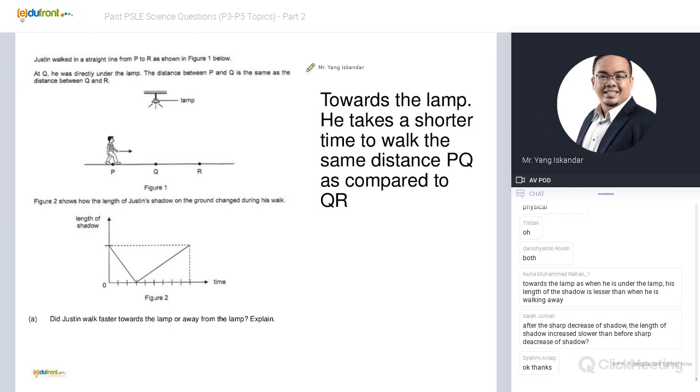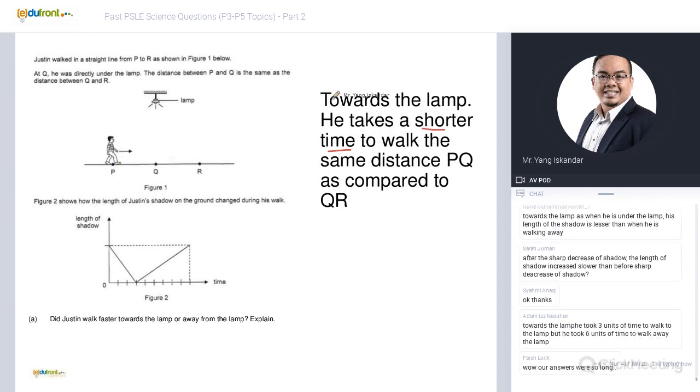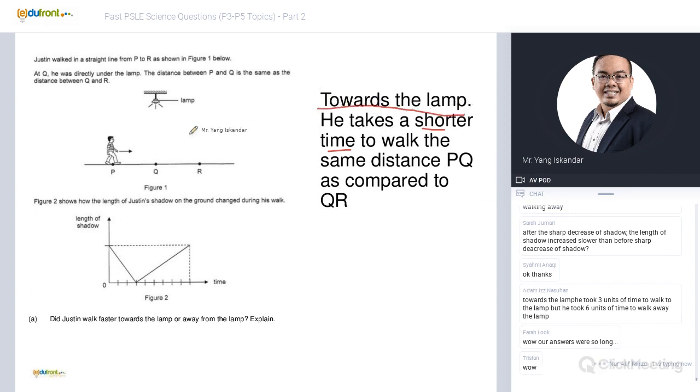Okay, the answer is towards the lamp. Why? It takes a shorter time, okay, to walk the same distance, PQ, as compared to QR. Okay, the answer, the first part here is towards the lamp, and then explain why he takes a shorter time.